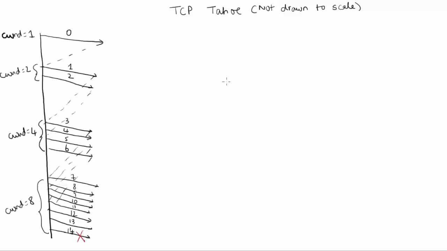TCP is a byte-oriented protocol. It works with bytes as sequence numbers, but for simplicity of explanation, I'm just going to use the sequence numbers to represent packets. So to begin with, you start with a CWND of 1, thereby you could transmit 1 packet. And now when an ACK for this comes, you increment the CWND by 1, which makes it 2. Thereby you can transmit 2 packets.